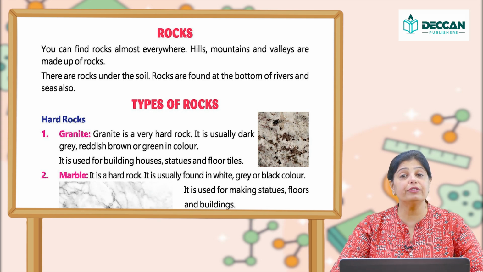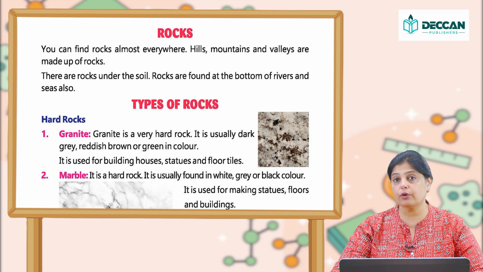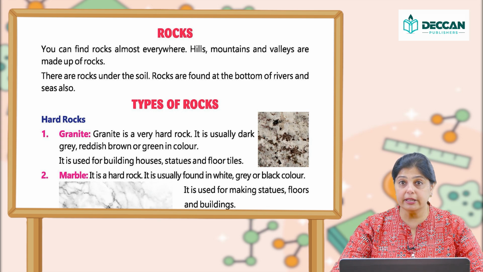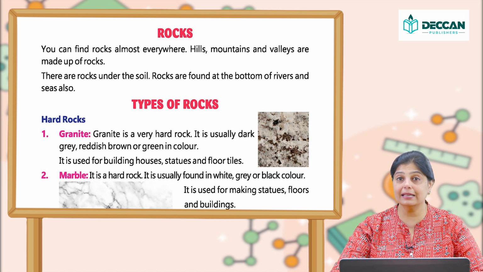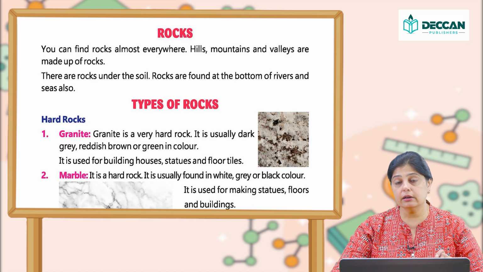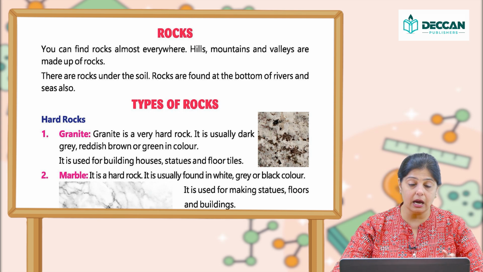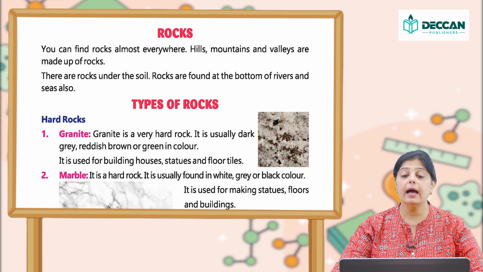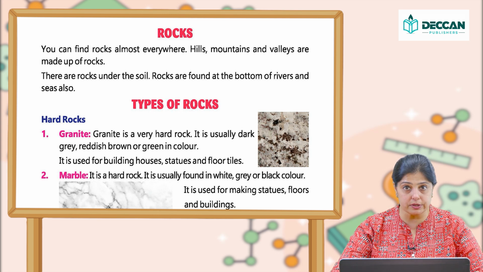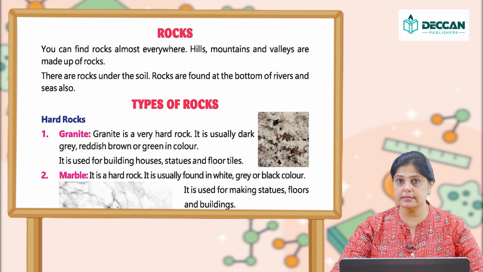So, what are these different types of rocks? Hard rock. First, let's talk about granite. Granite is a very hard rock. It is usually dark grey, reddish brown or green in color. It is used for building houses, statues and floor tiles. One of the hardest rocks is granite. You can recognize granite from its color, which can either be dark grey or reddish brown or green. And it is generally used for building houses, statues and floor tiles.